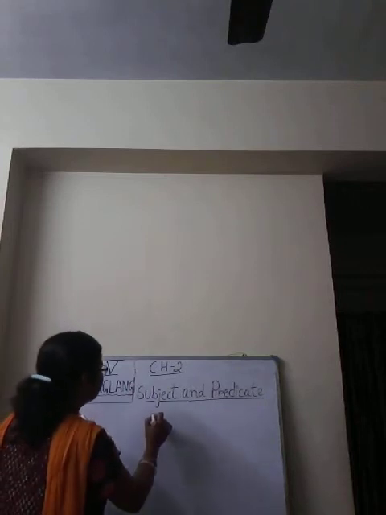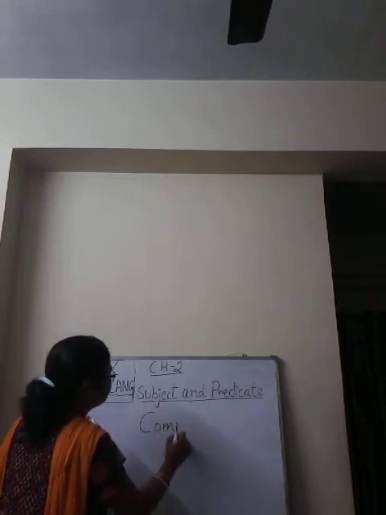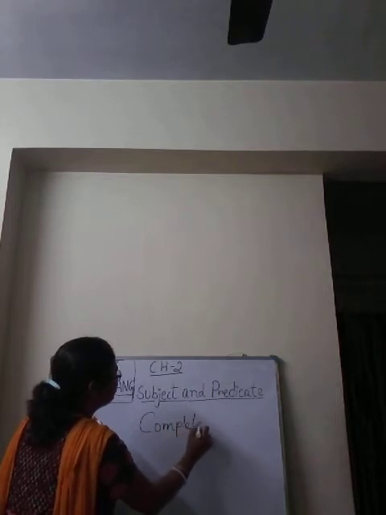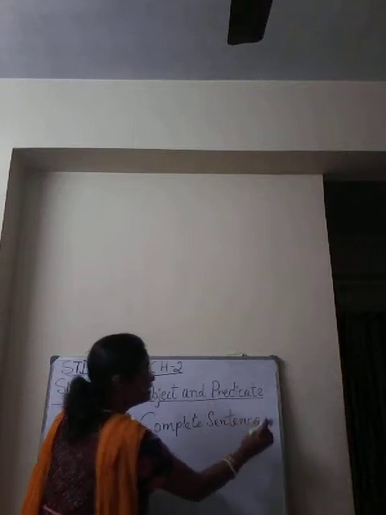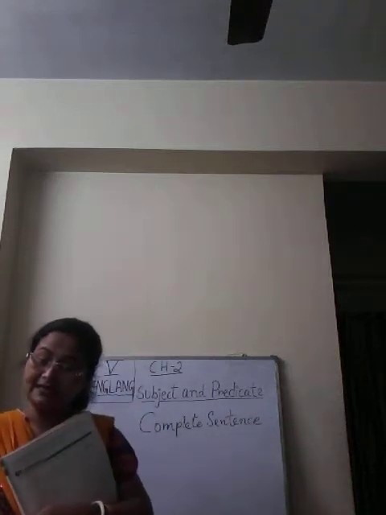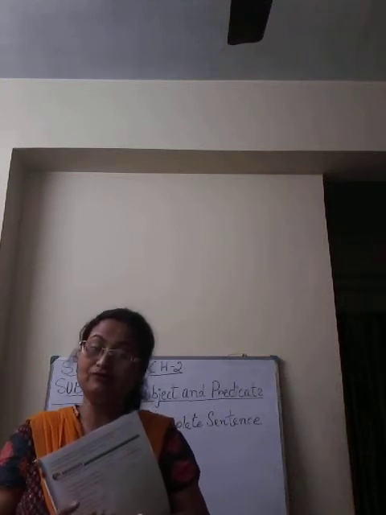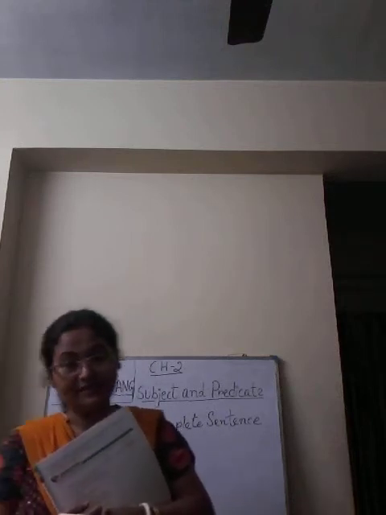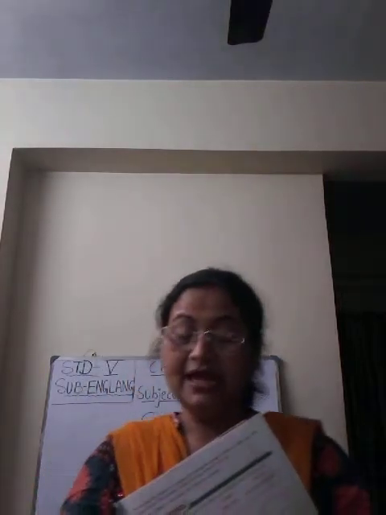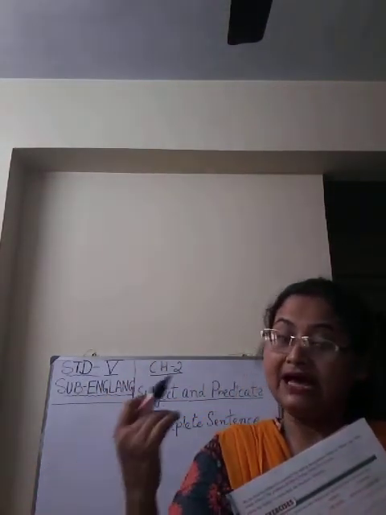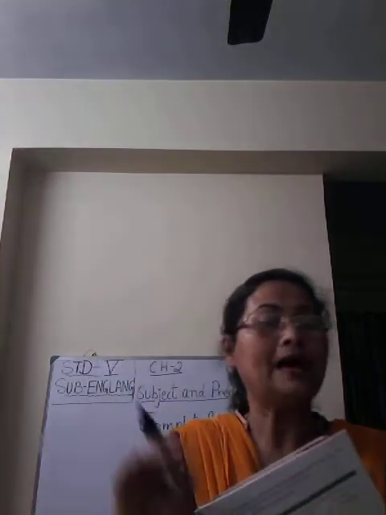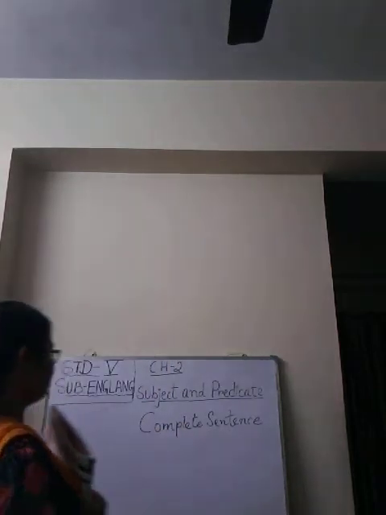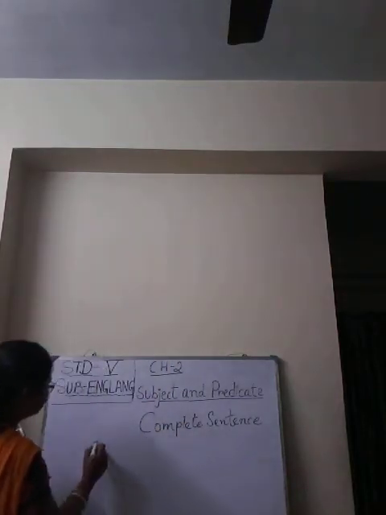So we know, what is a complete sentence? A complete sentence conveys us a meaning. A group of words that conveys us a meaning is called a sentence. Now, we know that a complete sentence is divided into two parts. Okay. So, what are those two parts? A complete sentence consists of two parts, divided into two parts.